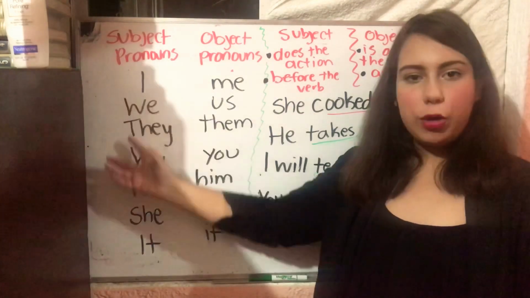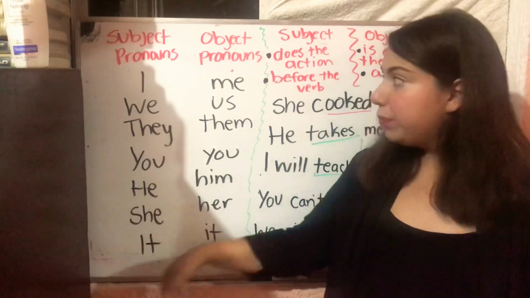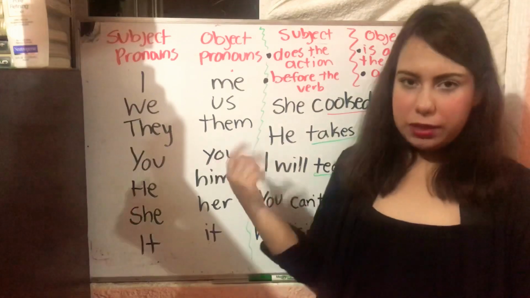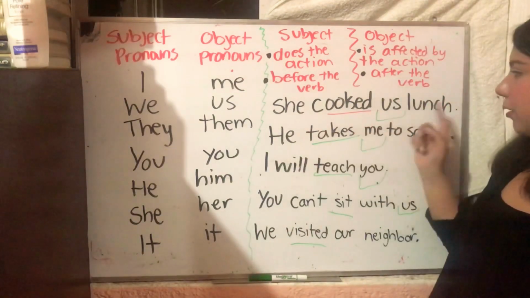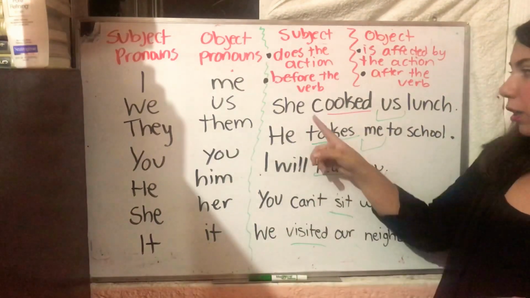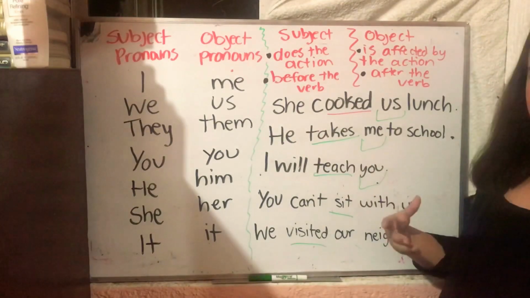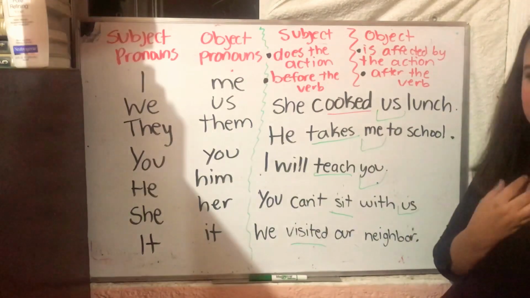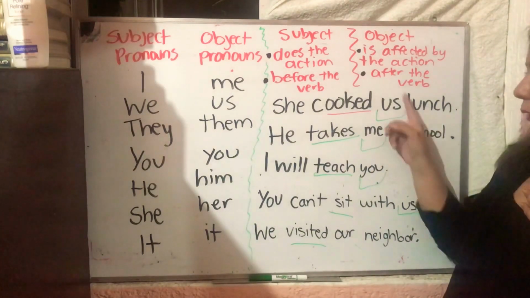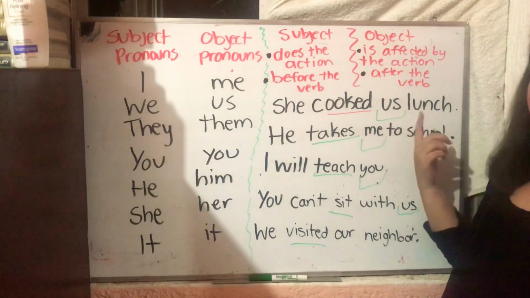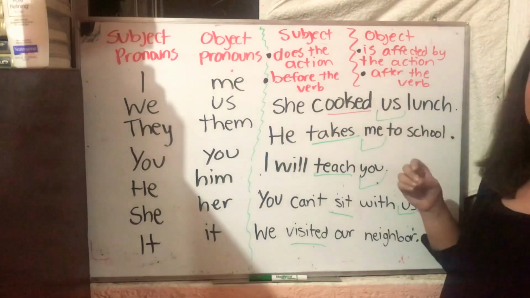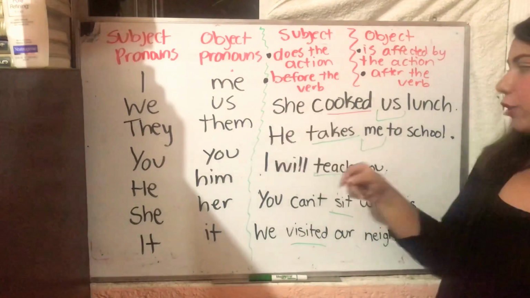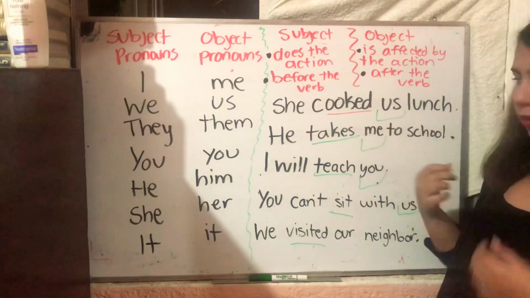And remember, subject pronouns do the action. Object pronouns are affected by the action. Okay, let's look at some examples. She cooked us lunch. Who cooked? She. Whom was affected by this action? Us, okay? Why? Because we received the lunch. She did the action and us received, okay?